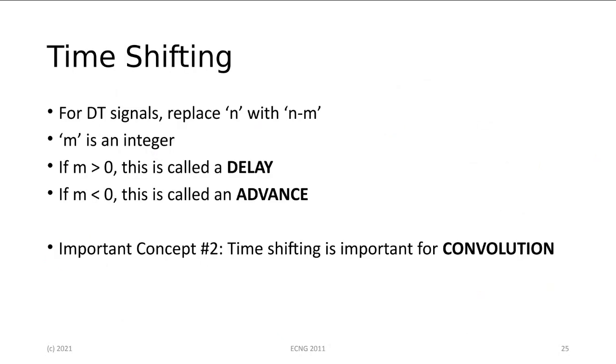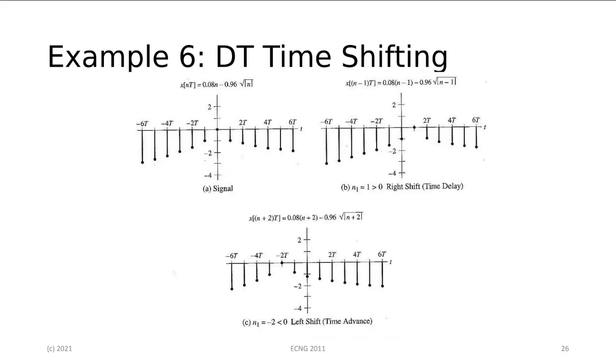In the case of discrete time signals, if you have the signal x of n, of the sample numbers n, and you replace n with n minus m, of course these are all integers, right? You cannot have a time shift by a fraction of a sample. Remember, the sample happens at particular intervals, so you can only move up and down depending on how fast you were taking those values. If m is greater than 0, again, it's called a delay. And if m is less than 0, you have an advance.